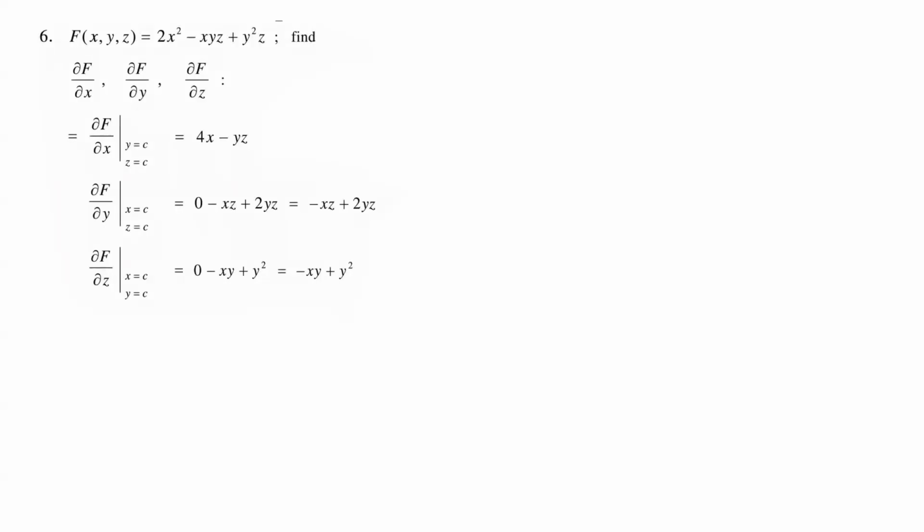So here is another example of a scalar field which is dependent on 3 independent variables. So as for this function, we will try to differentiate according to x, y, and z. For x, we will keep y and z constant, and the whole thing will become 4x − yz. For 2x^2, it will become 4x; for xyz, there is x in it, so it will become −yz; and for y^2 z, there is no x in it, so it will become 0.